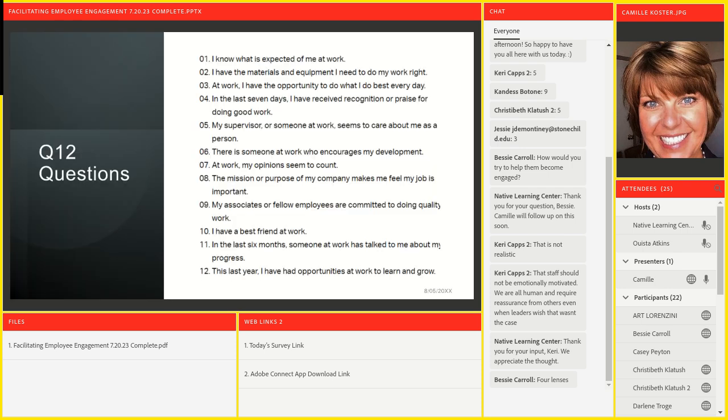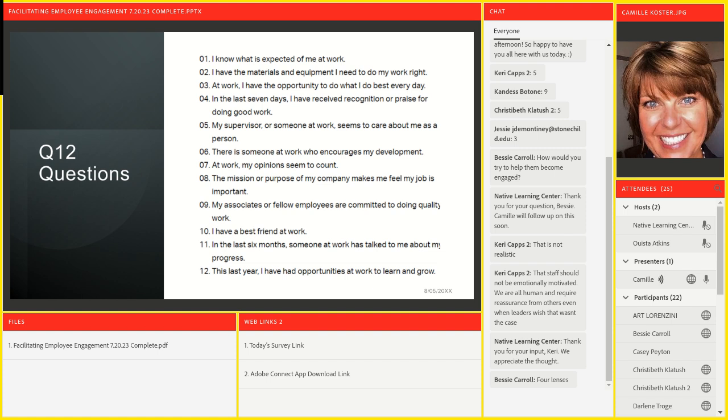So now let's look at the 12 questions. If you're going to take this on your own, I'm going to give you a couple of tools in a moment. You could do a screenshot. You guys have the PowerPoint, but we're going to walk through the questions, and then we're going to talk about how you can facilitate these with your staff.